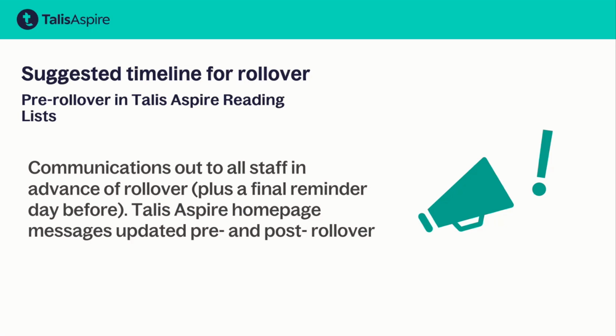You can explain what the rollover is, why the library are doing it, why it's going to benefit teaching staff. Ask them not to edit any lists during that window, and what they should do post rollover, whether that's review the list, whether it's go in and hit publish on them. And in terms of how to distribute them, mass emails, newsletters, meetings with staff, blog posts are also useful as well. And then, like I say, edit your Talis Aspire homepage message. That's also a good way to make sure that anyone that's landing on Aspire knows what's happening.